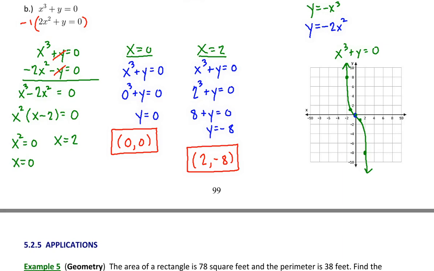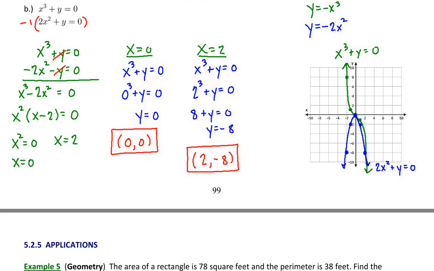So it's going to pass through the origin, 0, 0. It's going to contain ordered pairs negative 1, negative 2, and 1, negative 2, negative 2, negative 8, and 2, negative 8. You can certainly check that with your calculator, or you can go through the details of the transformations. So that would be 2x squared plus y equals 0.